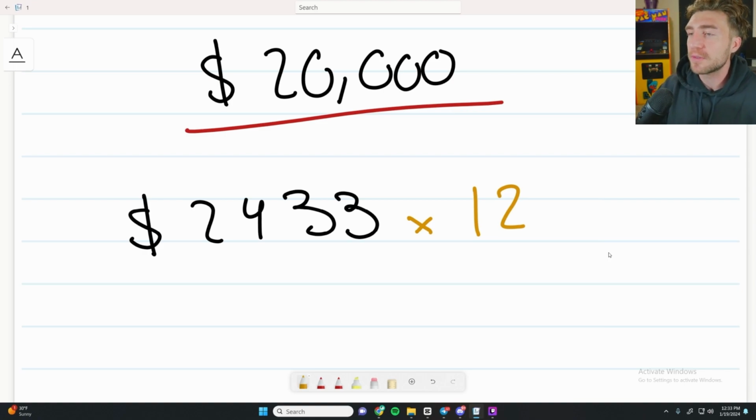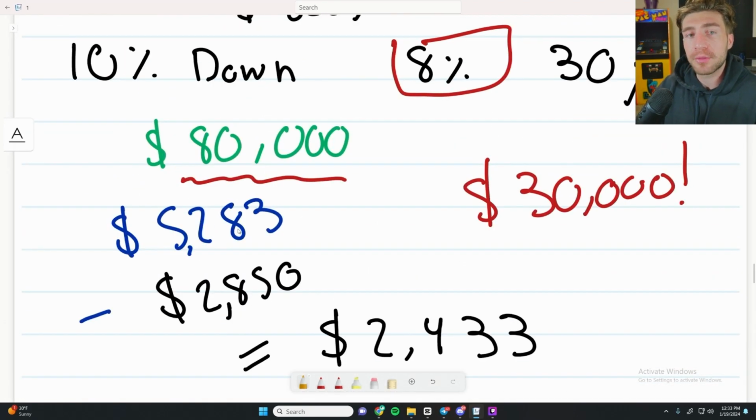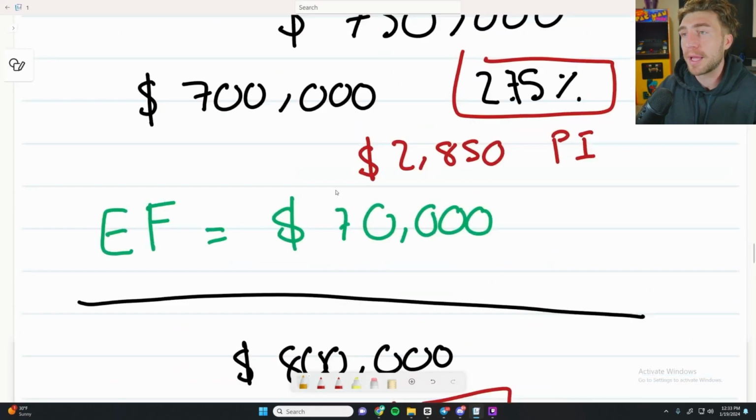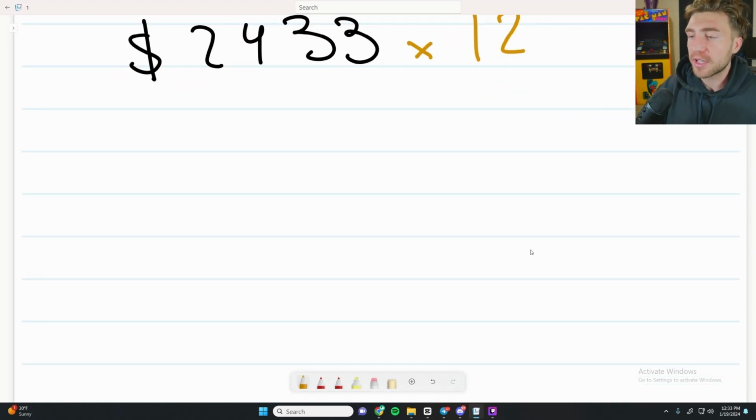So you're making $2,433 in profit. He is paying you $5,283 a month. You are paying the bank $2,850 a month because you're paying down your sub 2 loan and you're keeping $2,433. So you do this math and then we divide that by 20 and that's going to give us our cash on cash return. Cash on cash return.